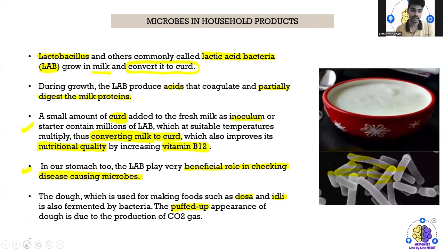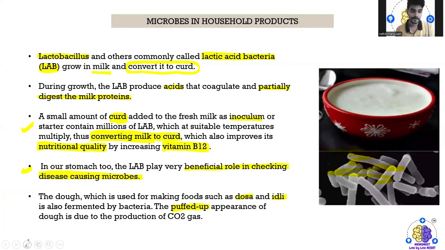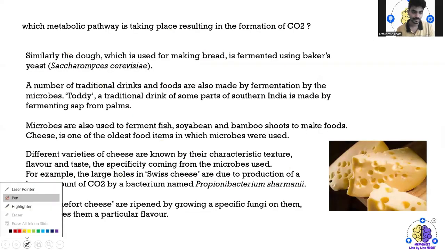In general, if you see the dosa, imagine this is a dosa. You are seeing tiny holes, right? This is because of the production of carbon dioxide. You are seeing the fluffiness, and this is because of fermentation. And fermentation is because of what? Bacteria. Right. We'll go to the next part then.